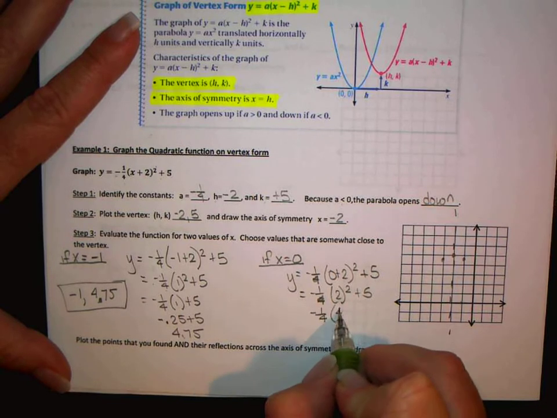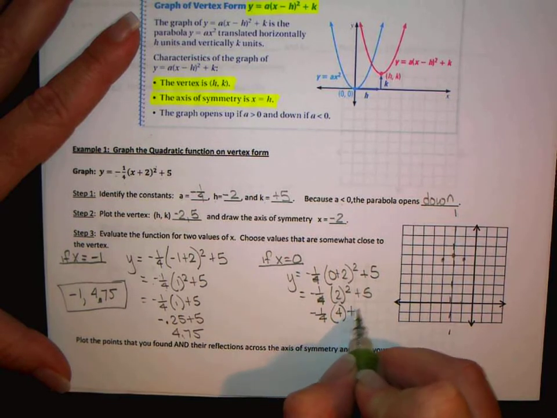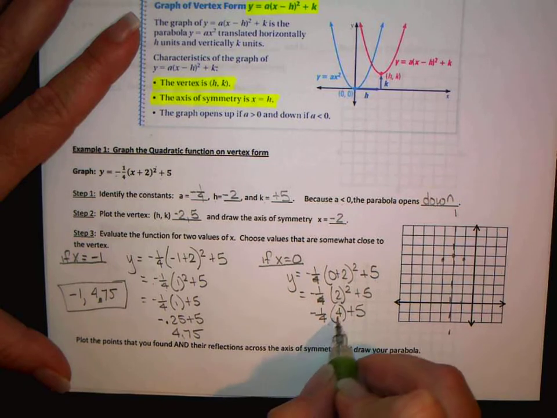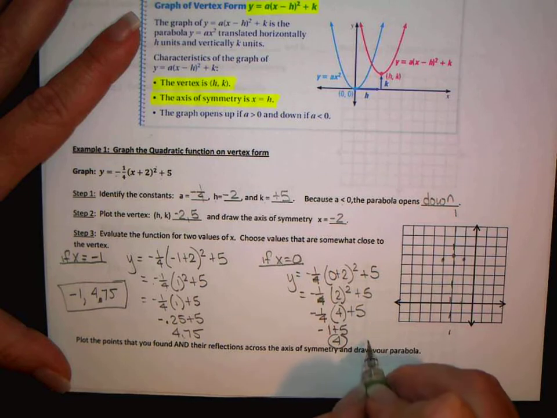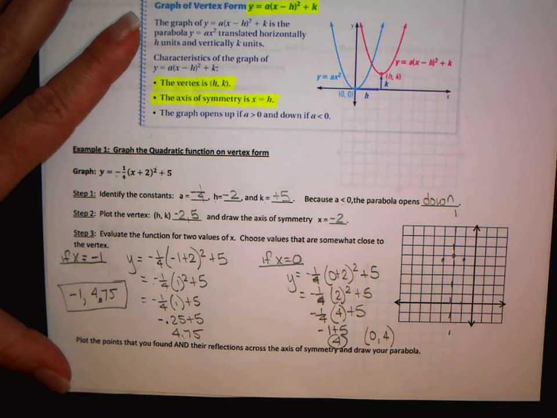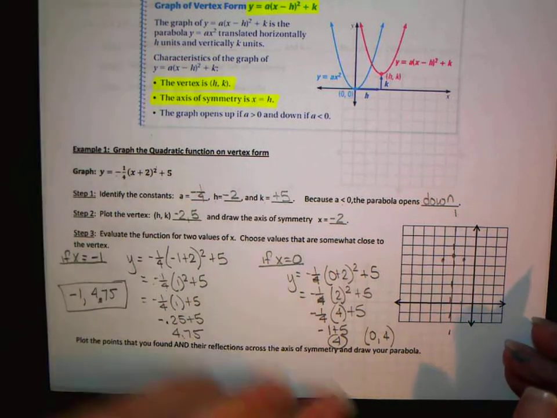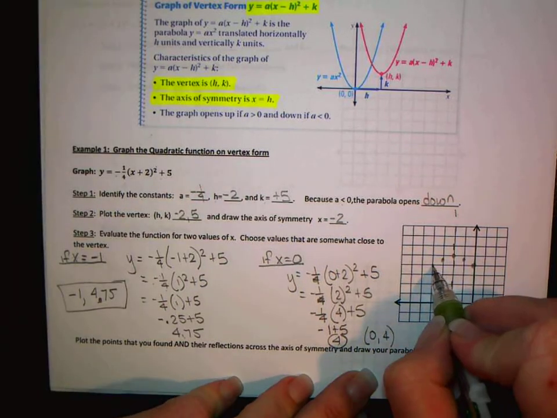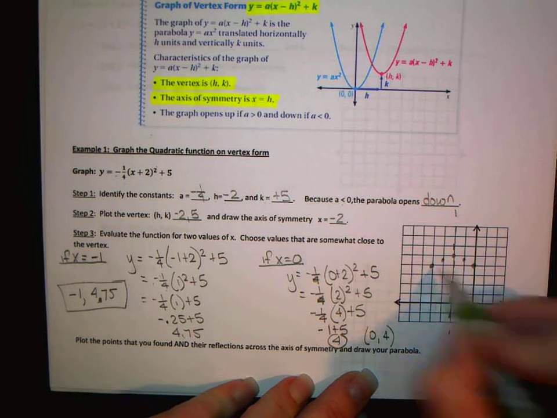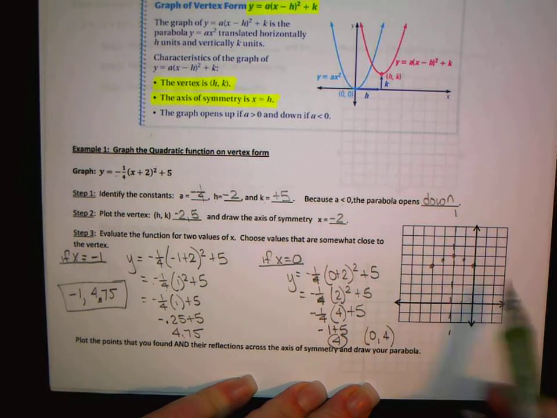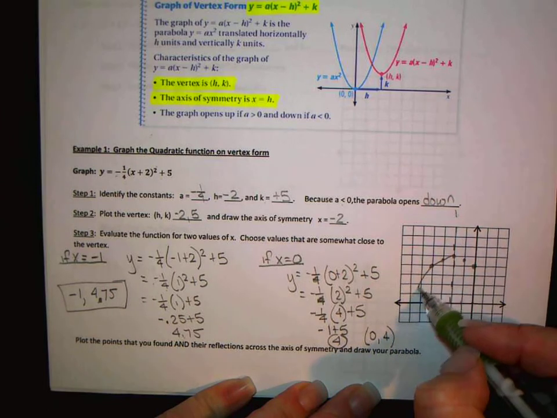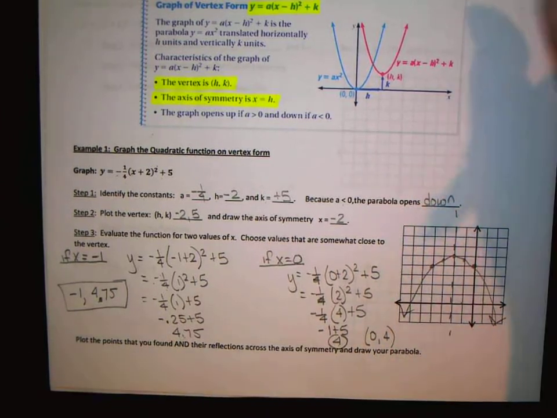So negative 1/4 times 4 plus 5. Negative 1 plus 5, and that would give me 4, so when x is 0, y is 4. So I'm going to plot the point 0, 4 and its reflection. Now, honestly, if you do a smart move, maybe pick 2 or 1 or something like that to give yourself a better spread, but you get the idea. So here is your parabola.